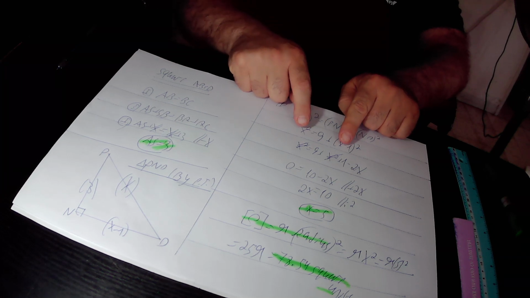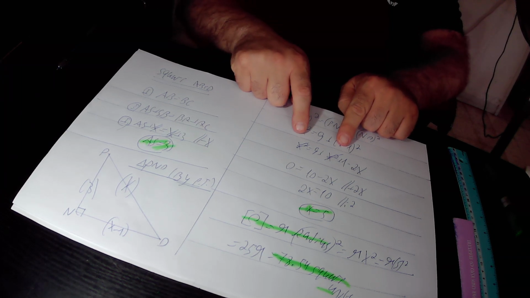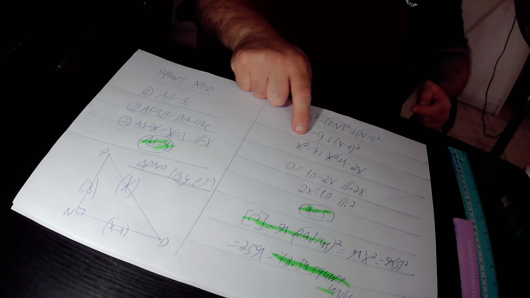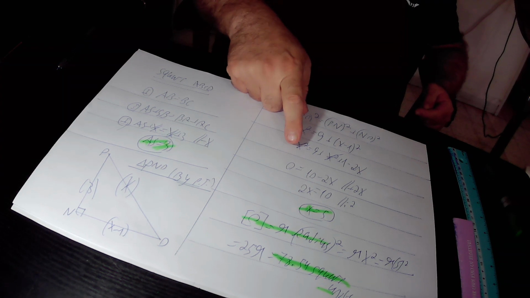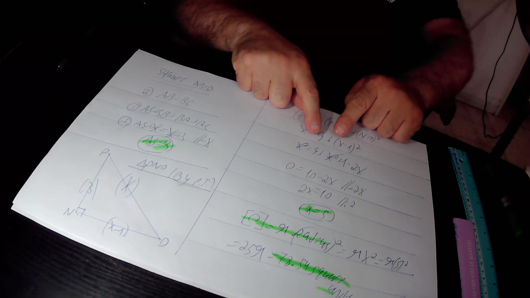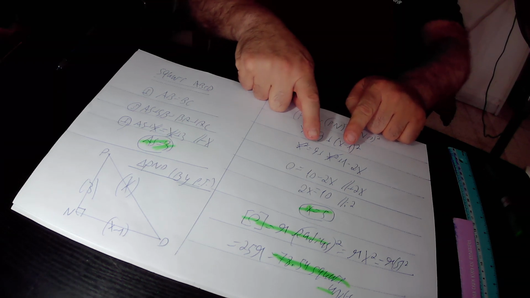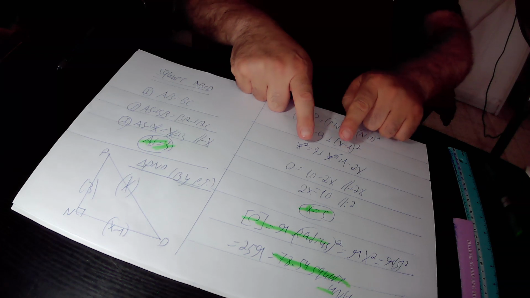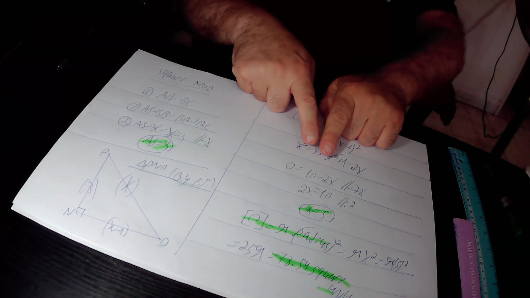We have x squared on both sides of the equation, so x squared will get cancelled. After we cancel the x squared, on this side of the equation we are left with 0. On the other side of the equation we have 9 plus 1, that is 10, minus 2x. So in total we find that 0 equals 10 minus 2x.